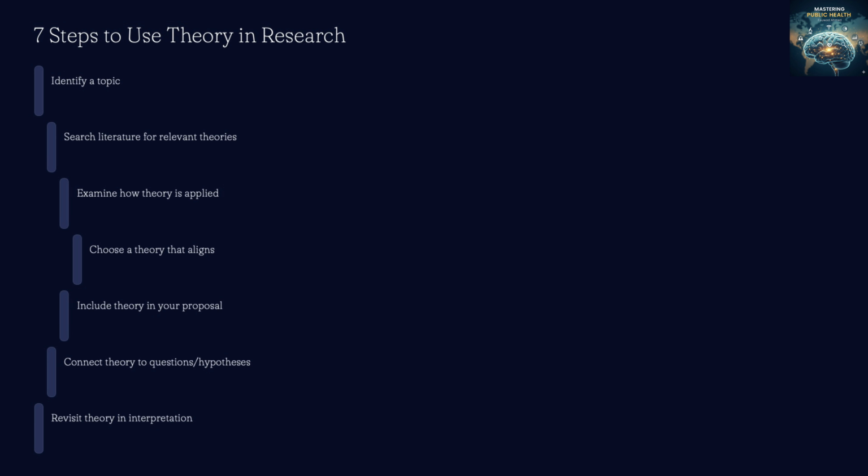7 steps for locating and using theory. First is identify a topic. Second is read literature to find relevant theories. Third is examine how theories were applied. Fourth is choose a theory that fits your study. Fifth is place the theory in your proposal. Sixth is connect theory to your research questions or hypotheses. Seventh is return to theory during interpretation.